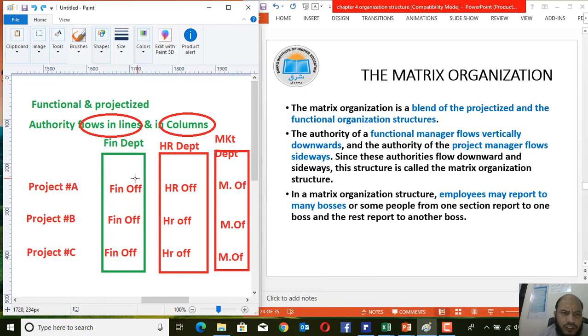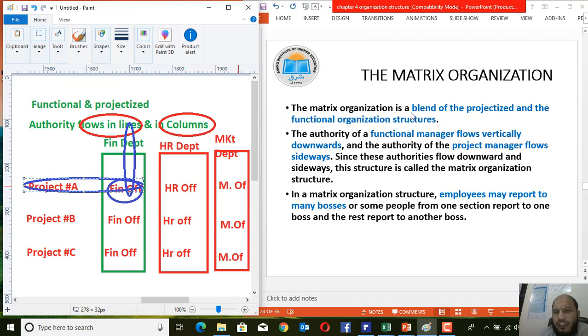Dear students, we may say that in this structure, if this is an employee, this employee is responsible to give reports on the functional side to the finance department, and on the basis of projects to the project A manager. Here we may say that the manager's authority flows sideways, and the employees are responsible to give their reports to two bosses. So this is the matrix organization structure.